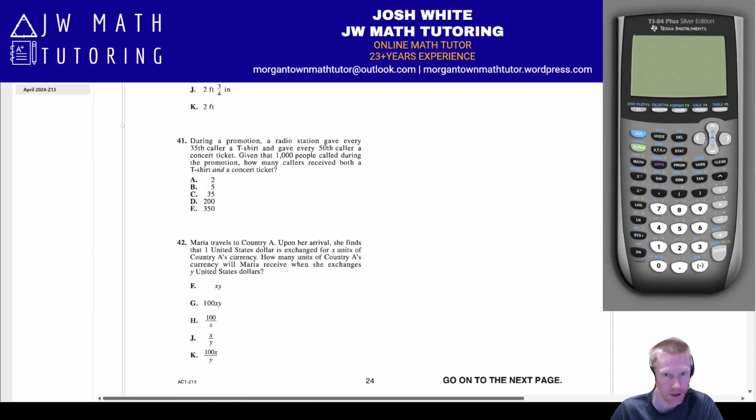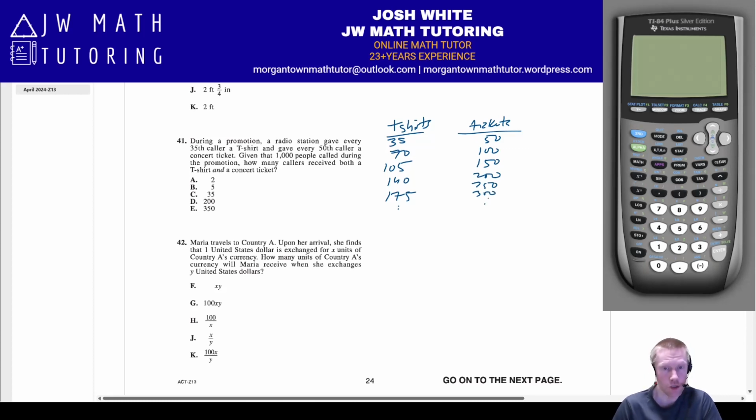So if you start to think about it, basically it's like, okay, the 35th caller, then the 70th, then the 105th, then the 140th, then the 175th, and so on, counting up. These are the people that get the t-shirts. Then you also have the tickets, and this one would go 50, 100, 150, 200, 250, 300, and so on. And you could list all these out and see where you get matches, up to 1,000, but that's going to take way too long.